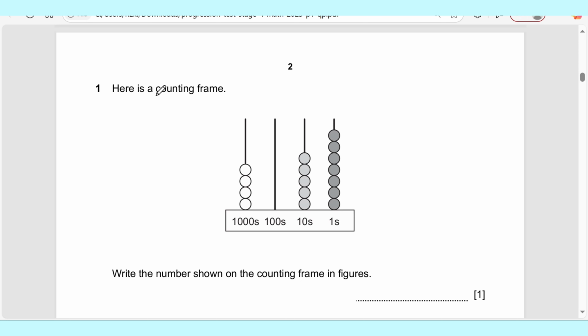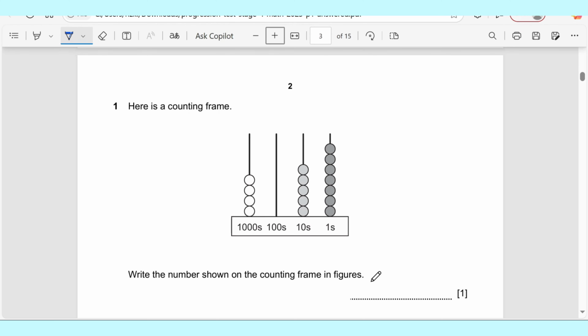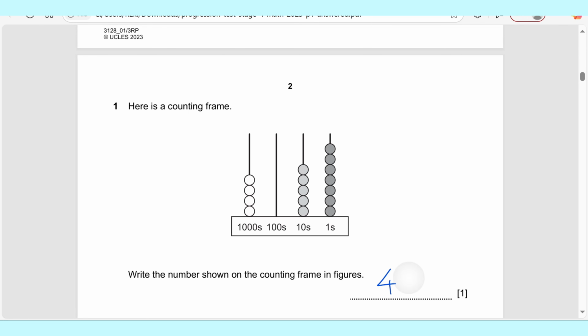Number 1, here's a counting frame. This is thousands, hundreds, tens and ones place. Write the numbers shown on the counting frame in figures. Let's check out the answer, guys. So in here we see the answer is 4057. You got it correct?